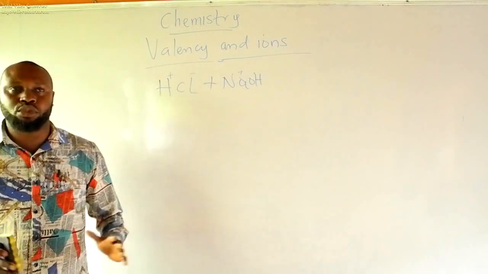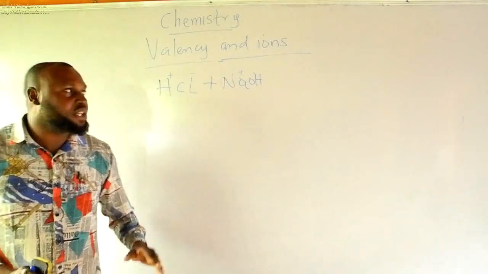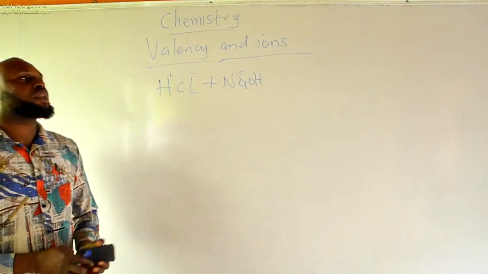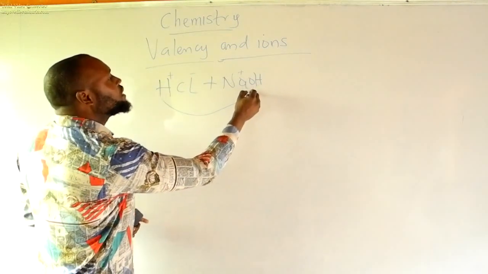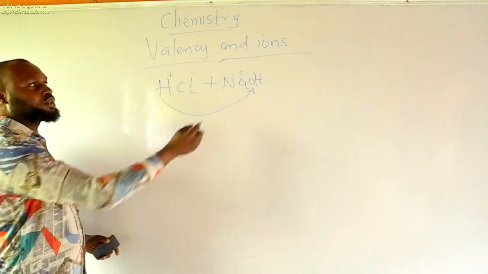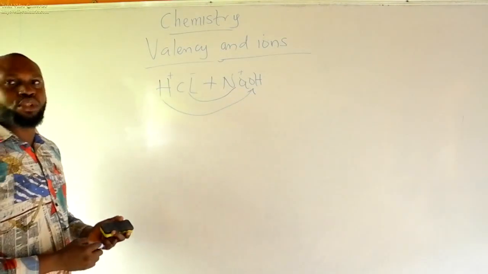Now, in today's class, I will be teaching you how we assign these numbers to the first 20 elements according to the elementary level. So, in our teachings, we will be dealing with the first 20 elements. Looking at this, hydrogen will react with the opposite charge, which is the hydroxide, while sodium will react with the negative charge, which is chlorine.